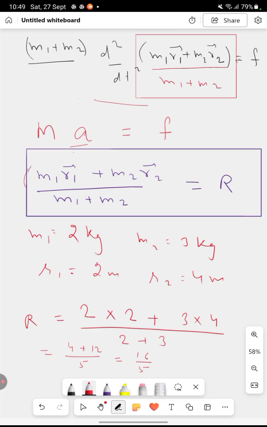So this was all about the center of mass of a two-body system. Further, we will also move towards a system where a lot of masses are contained in it, and we will also find the center of mass for irregular bodies of this type.